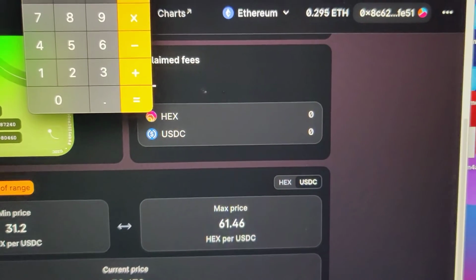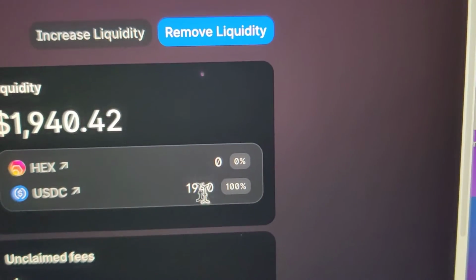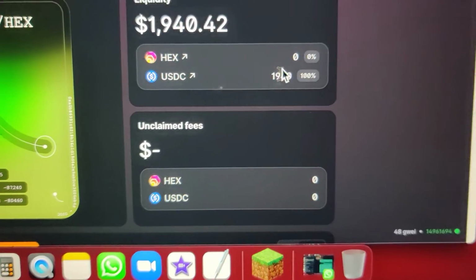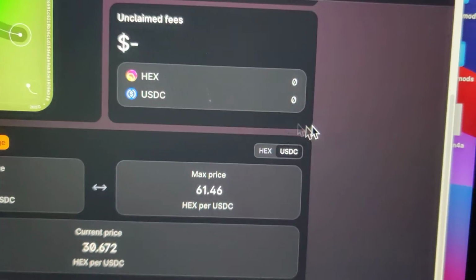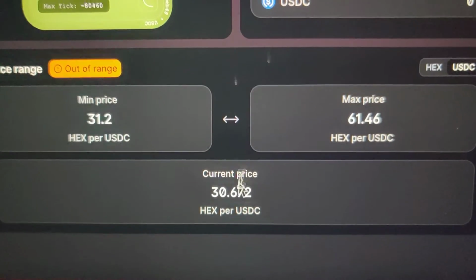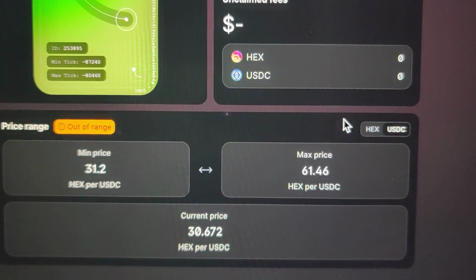So I'll be buying about $2,000 worth of hex at 2 cents-ish if the price goes all the way through my range, and I'll have some fees. So anyway, crazy fun game. It is gambling, totally gambling, but my risk is the cost.